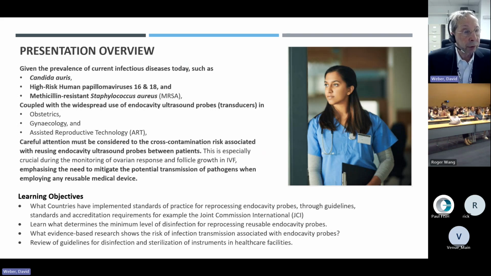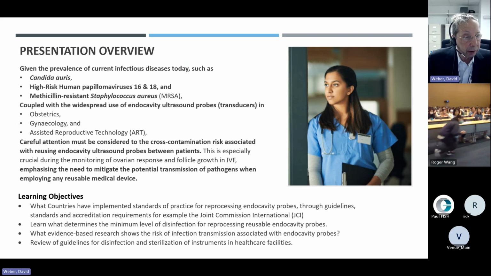Now, ultrasound probes are widely used, particularly in obstetrics, gynecology, and with assisted reproductive technology, ART. Careful attention must be given to the cross-contamination risk associated with reusing endocavity ultrasound probes between patients, that is, when a probe contaminated by one patient is then used on the next patient. This is especially critical during the monitoring of ovarian response and follicular growth in in vitro fertilization, emphasizing the need to mitigate the potential transmission of pathogens when applying any reusable medical device.